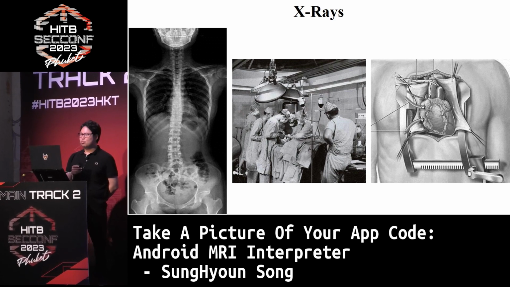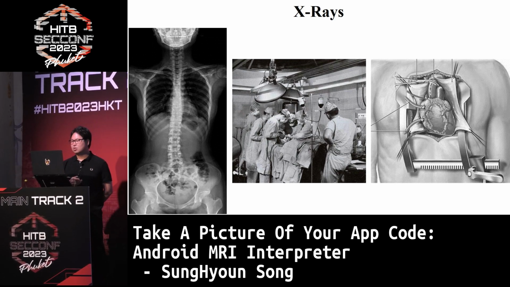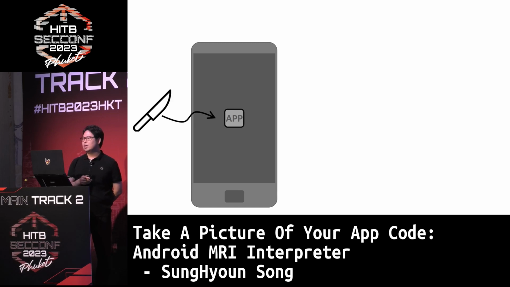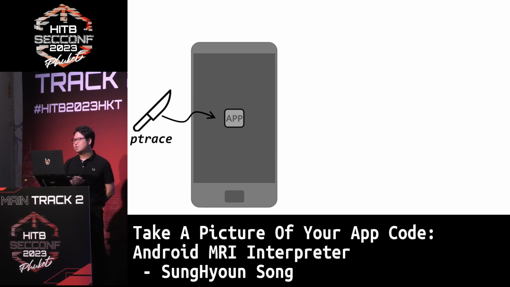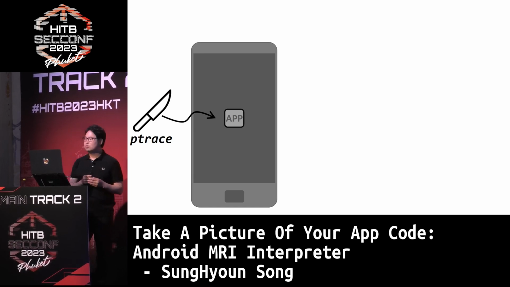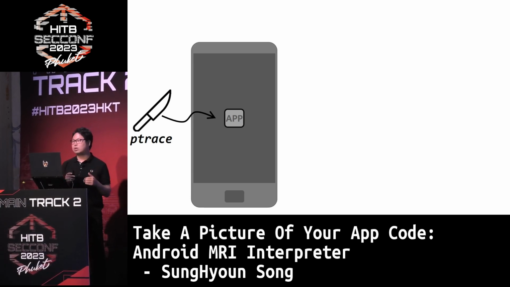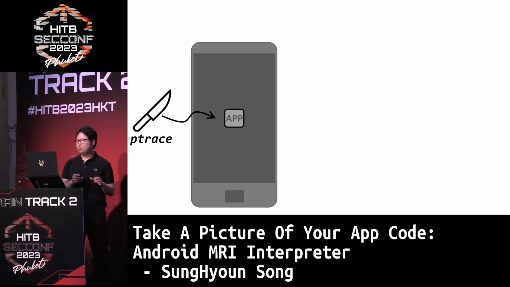So what about the security researcher? Do they face the same challenge when analyzing apps? Unfortunately, yes, we are also similar. We are also using the knife just like them. We use the system function ptrace to forcibly access the process of the app for analysis. However, as mentioned earlier, using a knife can cause resistance due to the body's defense mechanism. Therefore, it takes a long time to recover. The same is true for app analysis.